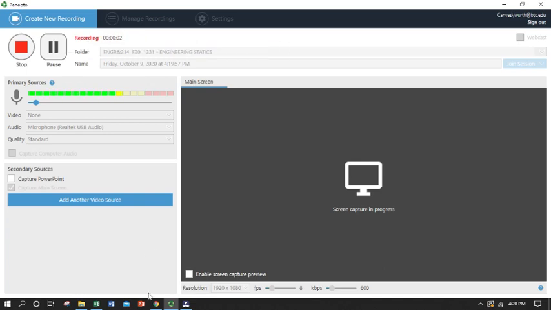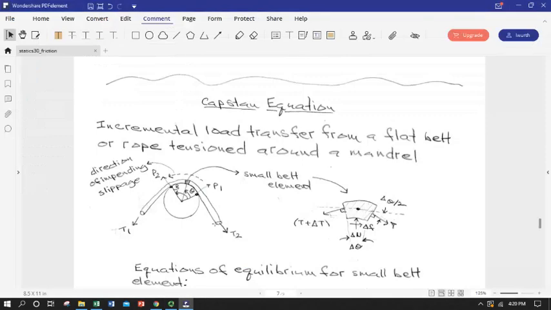Welcome to Engineering Statics. This is ENGR&214 at Bellingham Technical College. And in this lecture we are going to derive and then utilize the Capstan equation.